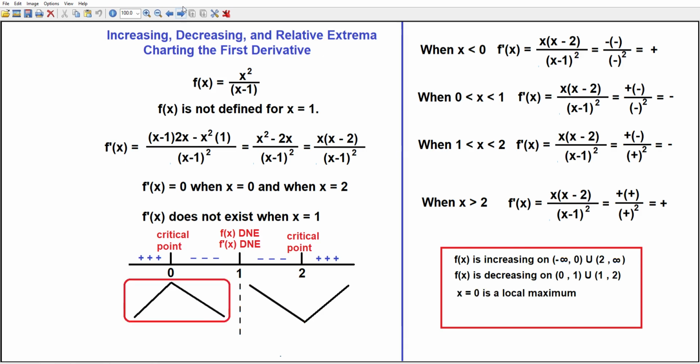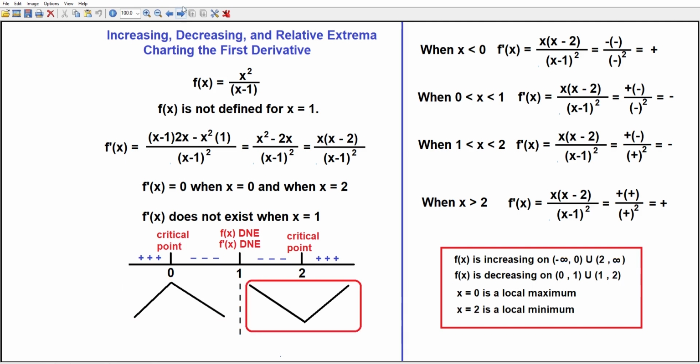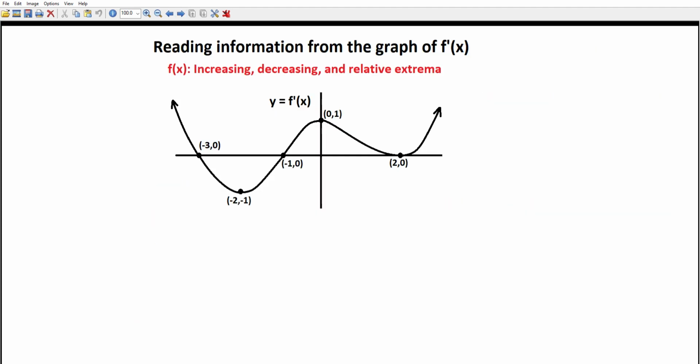Okay, now what we want to know is what sort of extrema have we got? So we look at x equals 0, and we can see that we go up to the left and down to the right, which makes it a local maximum. And then we look at x equals 2, and we see that we go down from the left and up from the right, which makes it a local minimum. Let's look at another example.